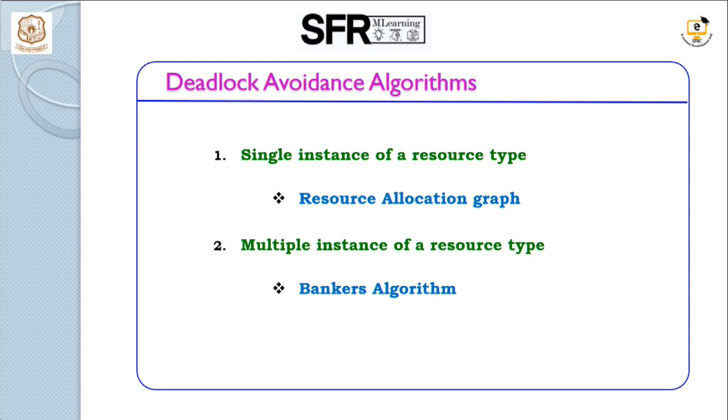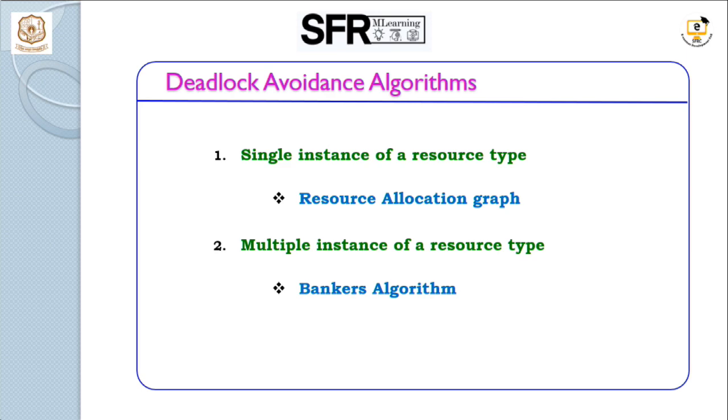Example, second one, multiple instances. I have a system, a PC, connected with n number of resources like a scanner, a printer, a tape drive, or any other output devices. A processor connected to a single resource is called a single instance of a resource type. A processor connected to multiple instances means multiple devices on a single device.